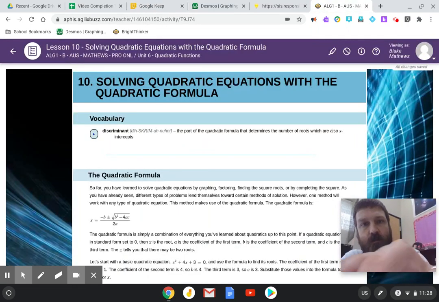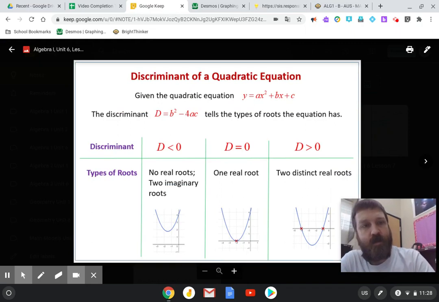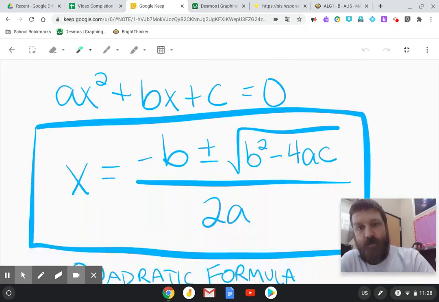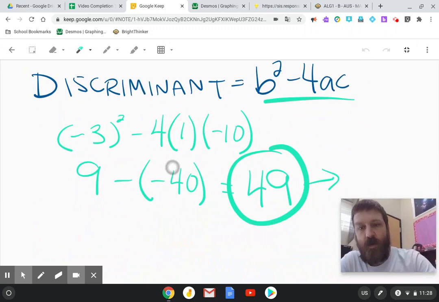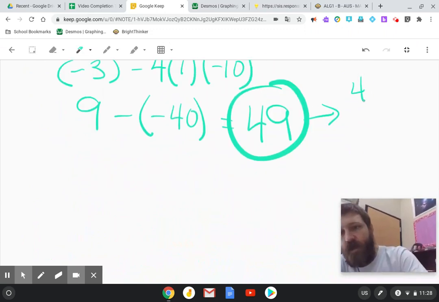It has two roots. So let's hop over here, and I'm just going to write that down to say that because 49 is greater than 0, there are 2 roots.